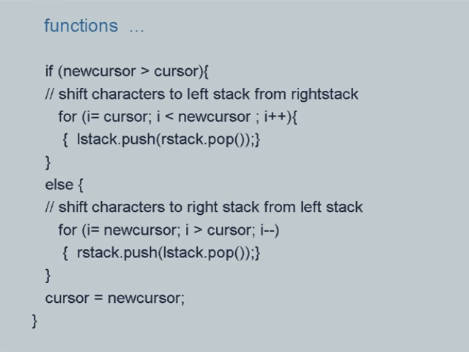And now the standard thing: the new cursor could be greater than the original cursor or it could be smaller than the original. If the new cursor is greater than the original cursor, then I have to shift characters to the left stack from the right stack because the cursor is moving this way. If it is smaller, the cursor is moving that way, so characters have to pop out of the left stack and go into the right stack. Accordingly, I will implement this. I will again use lstack.push, rstack.pop, or rstack.push, lstack.pop. Extremely simple code, really, which will achieve whatever we want.